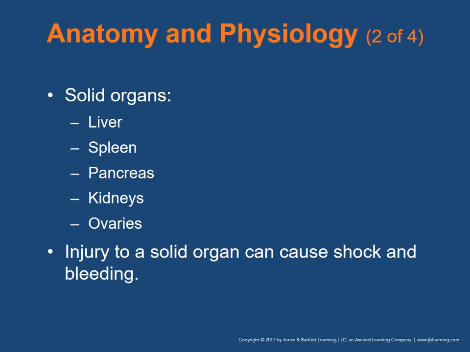The kidneys sit in the retroperitoneal space, which means towards the back of the abdominal cavity, more towards the spine, and the ovaries in females are in the right and left lower abdominal quadrants. Remember that injury to a solid organ, like we talked about on the last slide, can cause shock due to internal bleeding. And of course, we would classify that as hypovolemic shock.